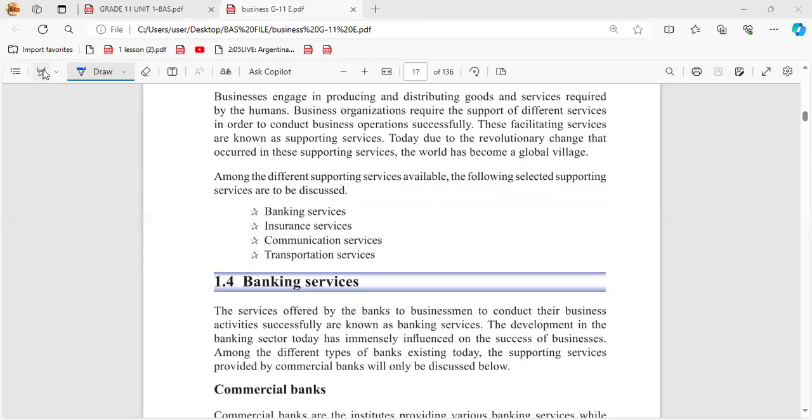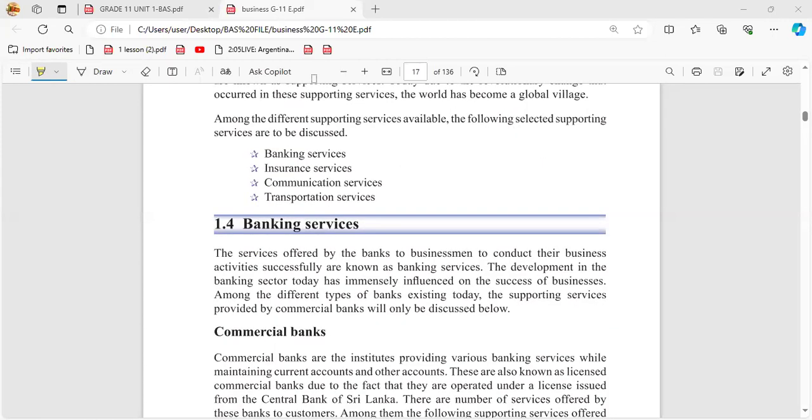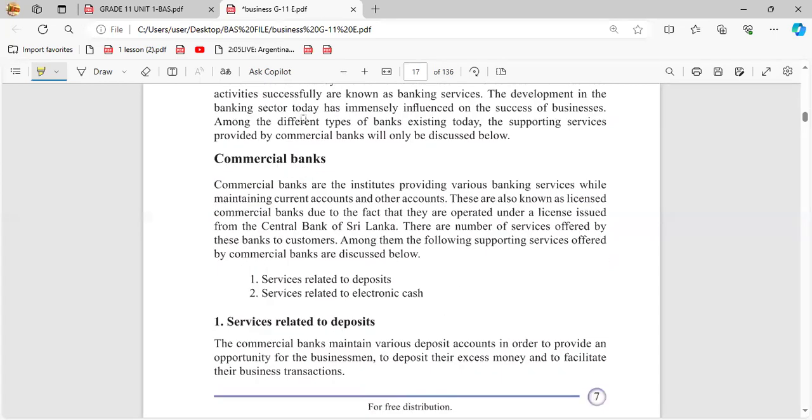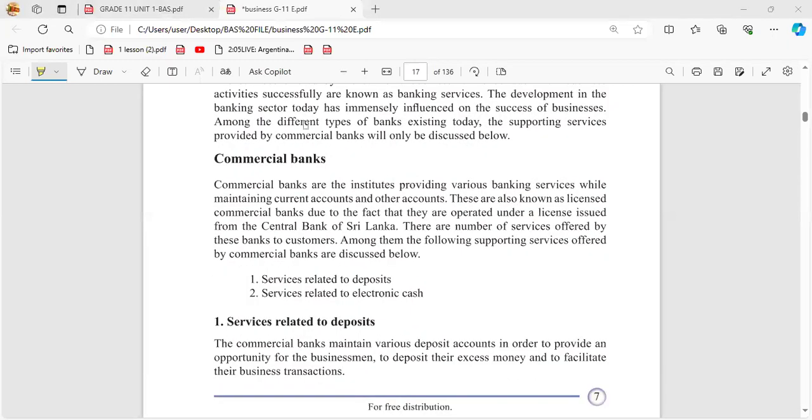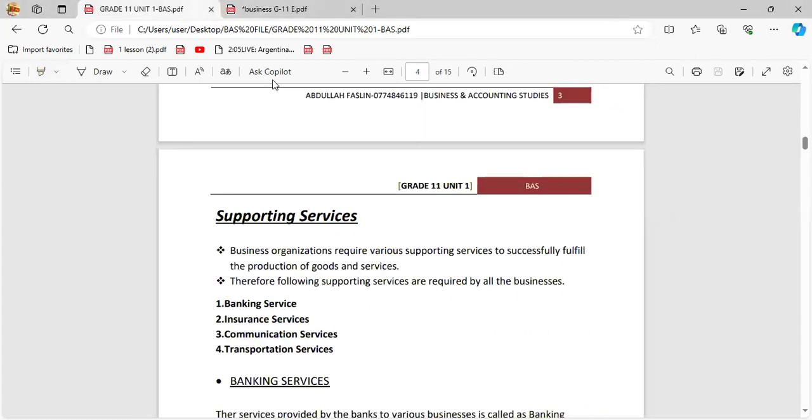What are the supporting services we are discussing here? The banking services, insurance services, communication services, transportation services. But in this lesson, we are discussing only the commercial banks. We are discussing only the banking services, and under that, what do you mean by the word commercial banks? So simply how are we going to define the word commercial bank?